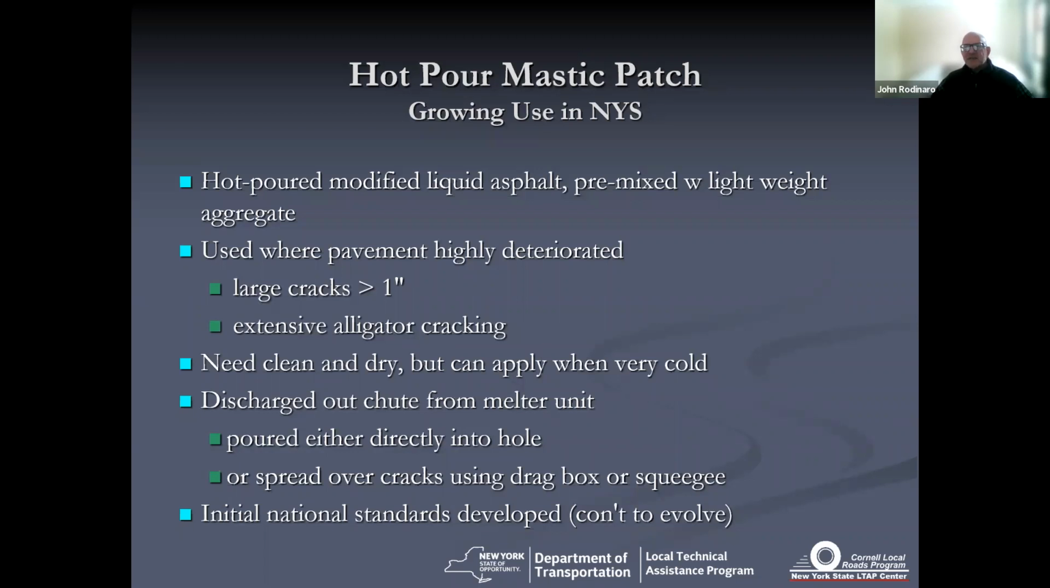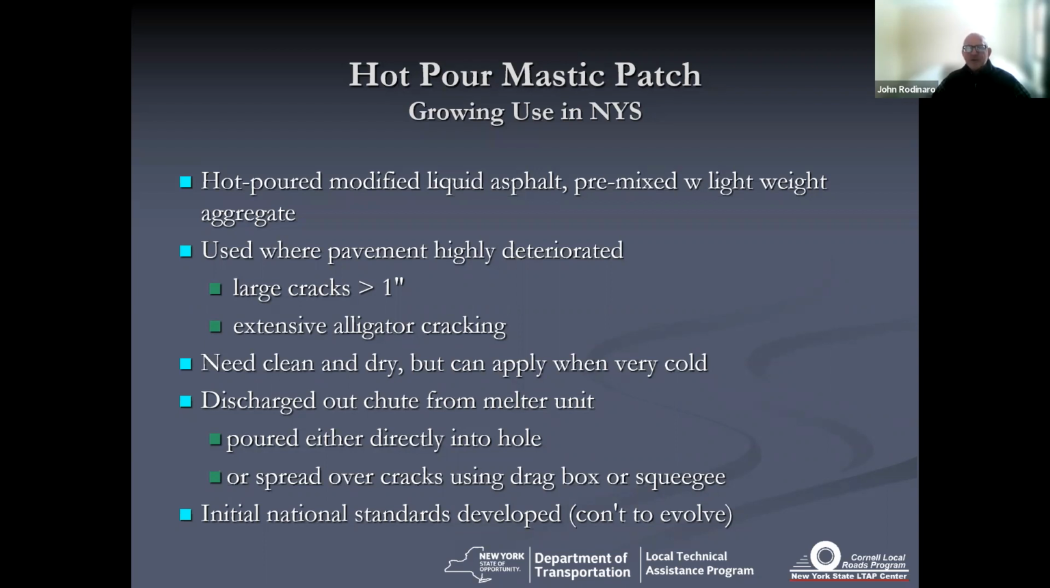All right, mastic has some growing use in New York State. It's been used for a long time in limited amounts across the country. It's a hot poured liquid modified asphalt. You can think of it as crack sealer on steroids, and the key here is it's pre-mixed with a light rate aggregate. So it is almost like a concrete.